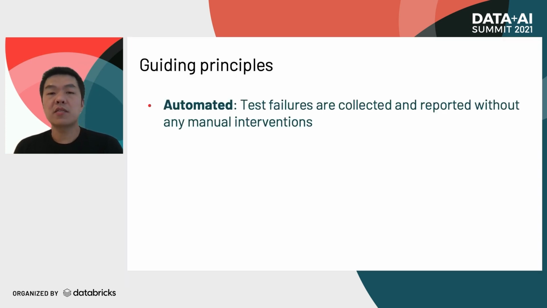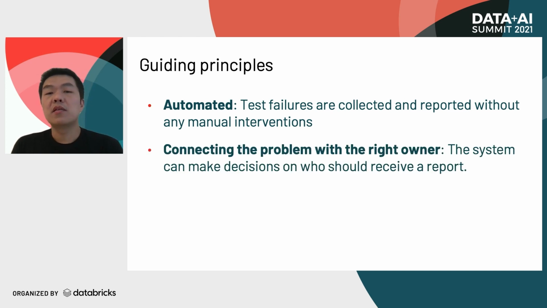First, the system should detect and report test failures automatically. If any step requires human intervention, this system will not be able to produce consistent results, as different persons may handle the same task with different standards. Also, we will not be able to scale the system with the scale of the problem if we have a human in the loop.